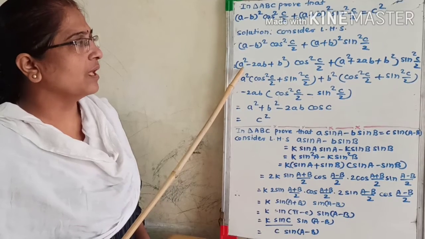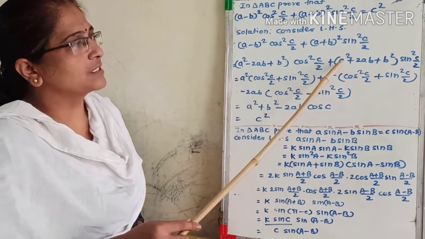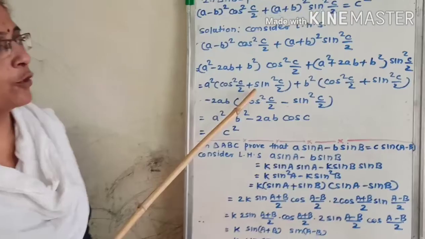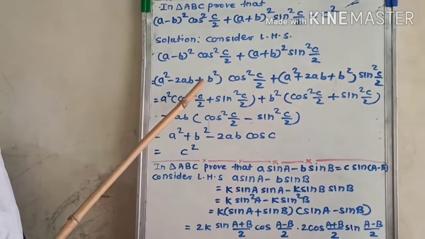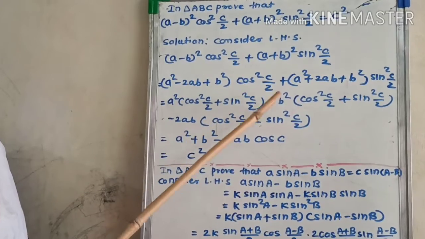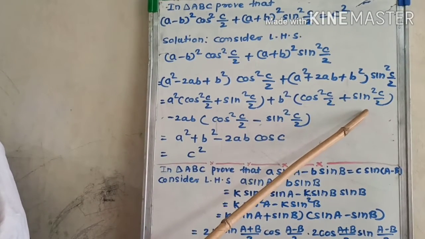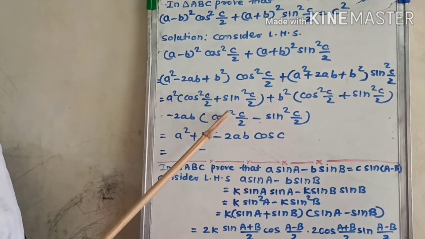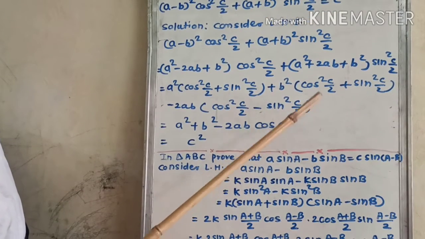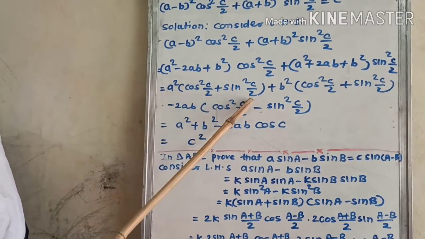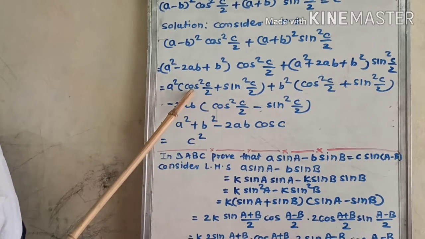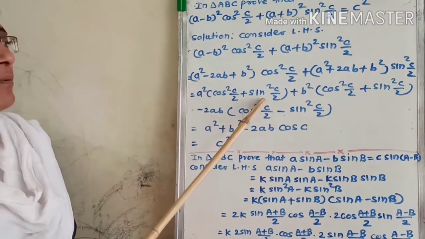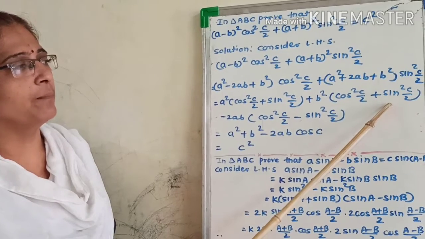Now a² cos²(C/2) + a² sin²(C/2). a² common, in the bracket we get cos²(C/2) + sin²(C/2). Similarly for b² common, cos²(C/2) + sin²(C/2). Again for the middle term, −2ab common, therefore in the bracket we get cos²(C/2) − sin²(C/2). Now we know the first identity, sin²θ + cos²θ is equal to 1. Therefore using this, the value of this bracket will be 1. Similarly the value of the other bracket will be 1.